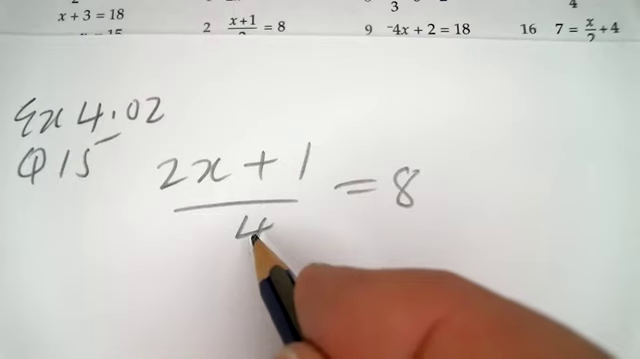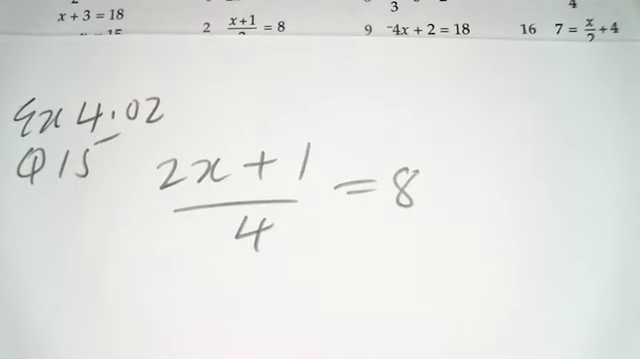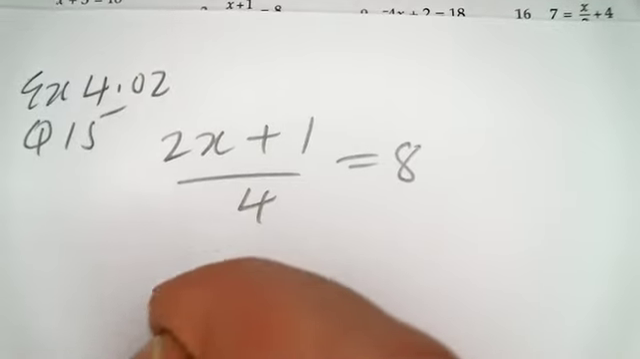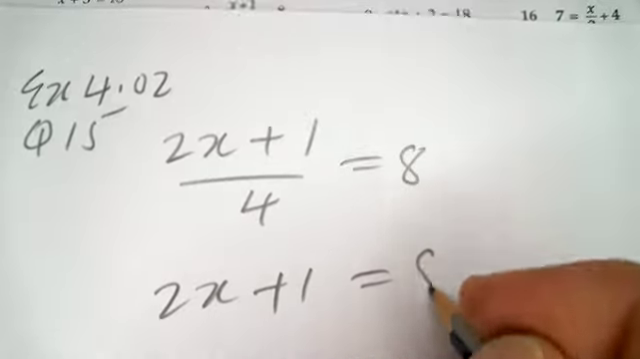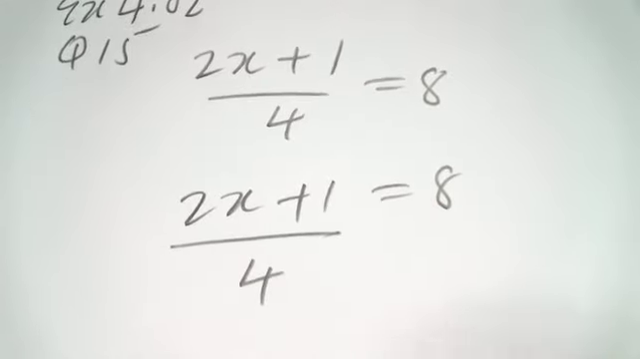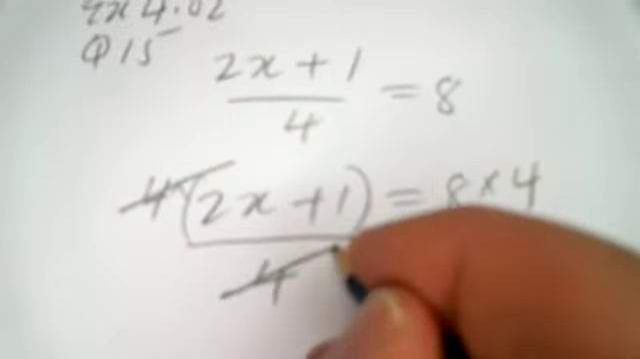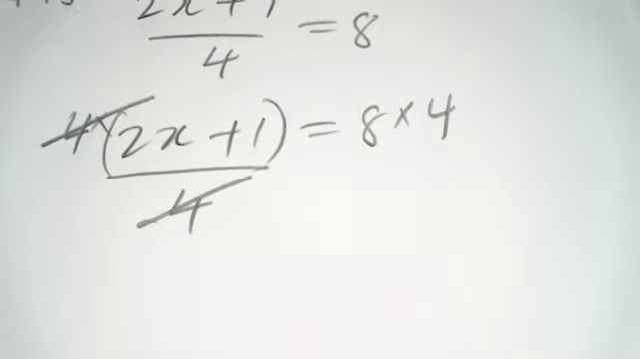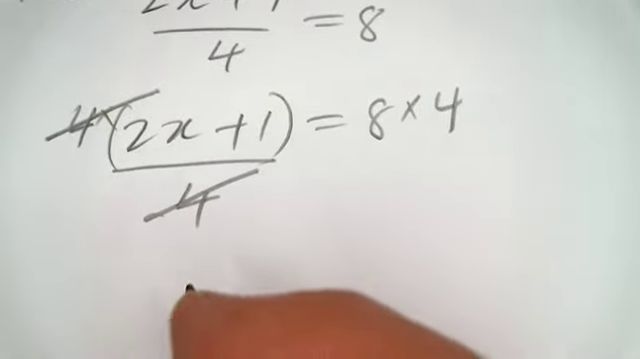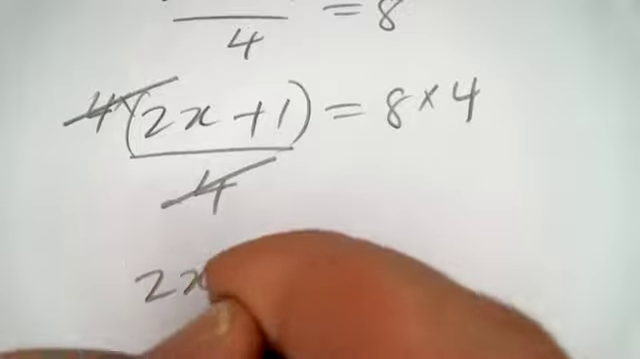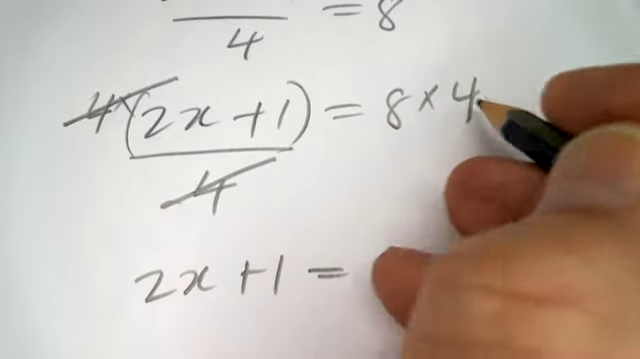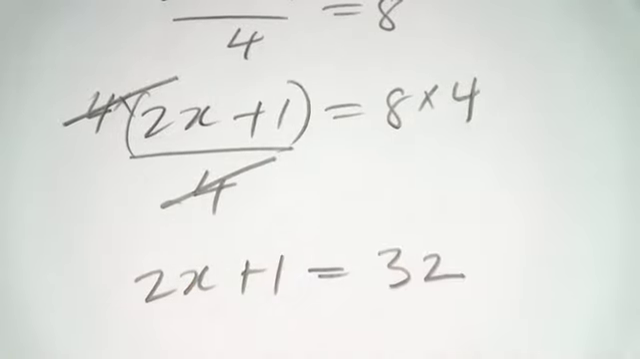Let's get rid of the denominator first, so I'm going to multiply both sides by 4. That's going to be my first strategy. So let's restate the problem, then I'm going to tackle it. I'm going to multiply all of this by 4, and multiply all of this by 4. Of course, 4 divided by 4 is 1, and 1 times all of that thing in brackets is just all of that thing in brackets. And of course, 8 times 4 is 32.